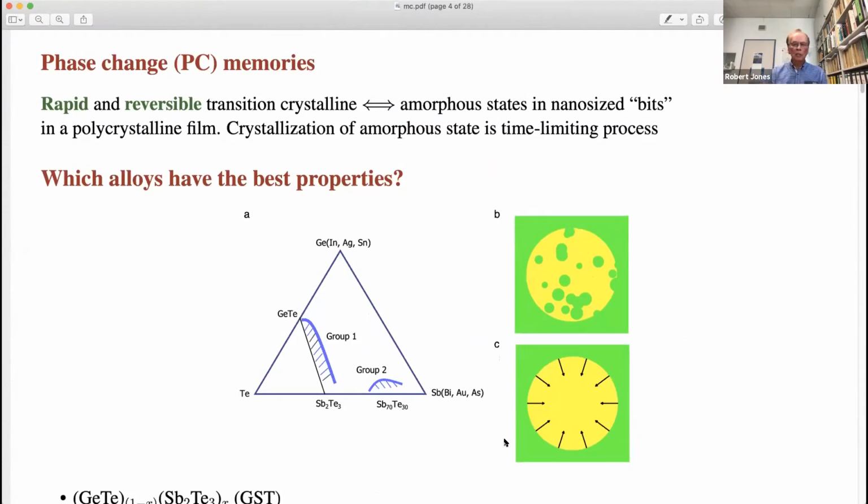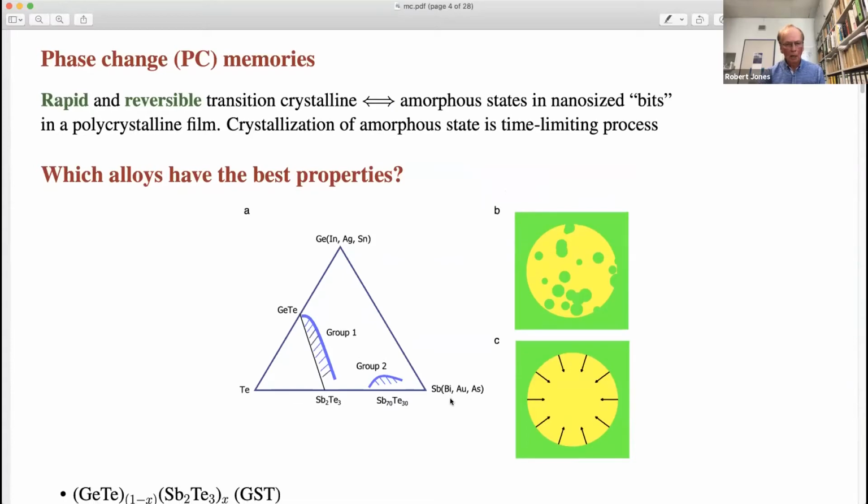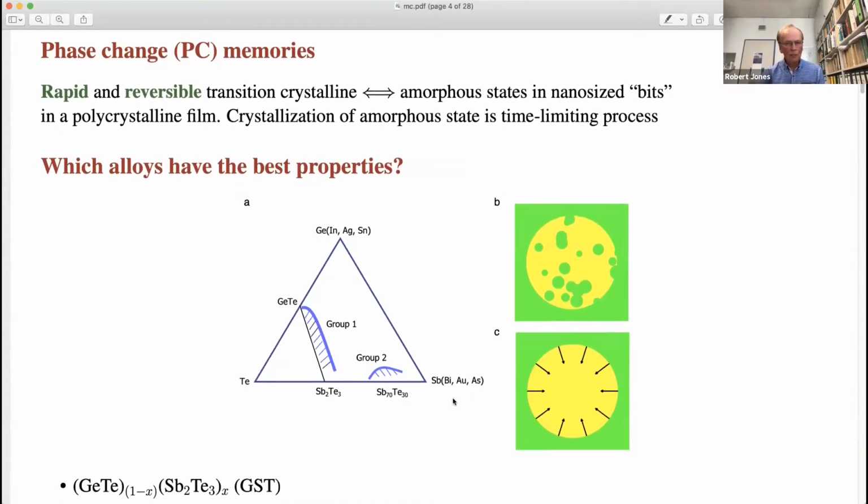And the question is, which materials should we use? And of course, there's an infinite number of alloys that you can make. And here we summarize more or less the experience of some decades of work of trying to optimize the materials that could work as the phase change materials I just showed. And it seems that we always come back to alloys of germanium, tellurium, and antimony.